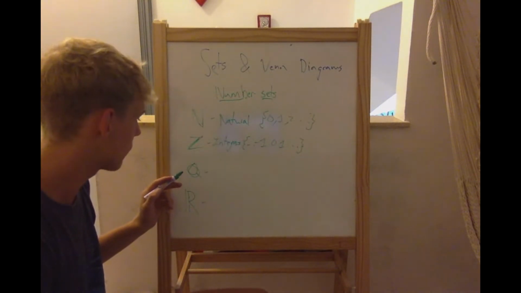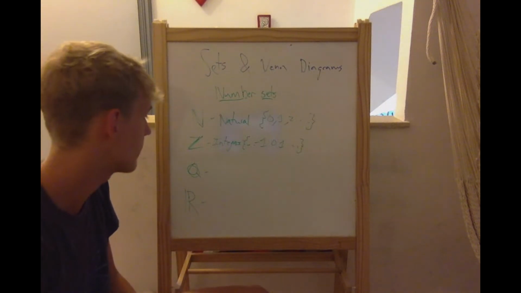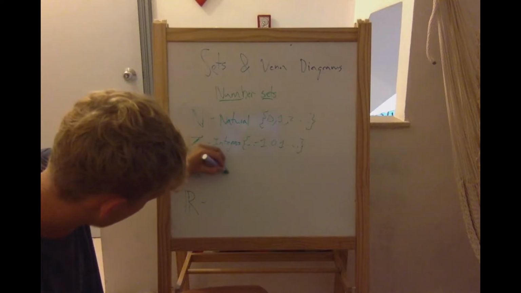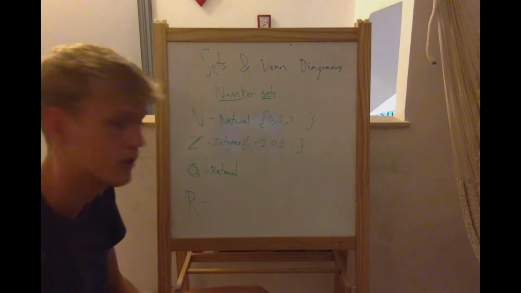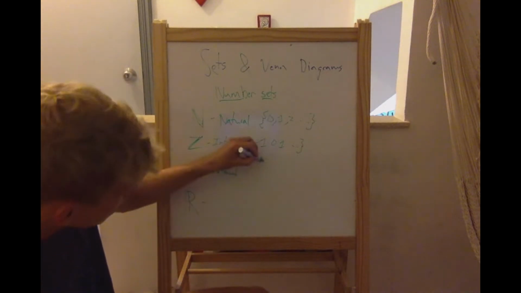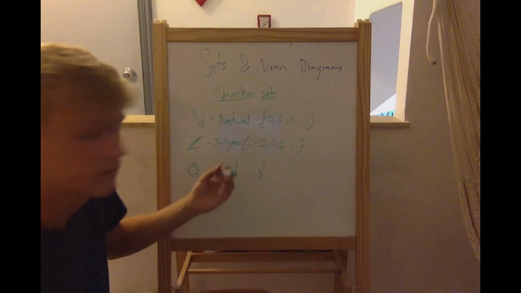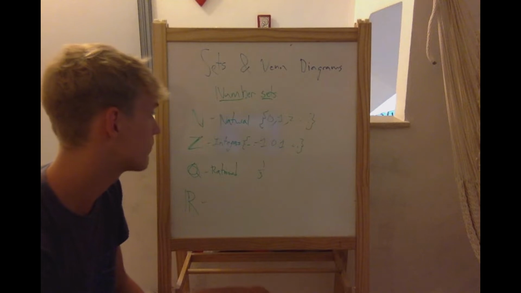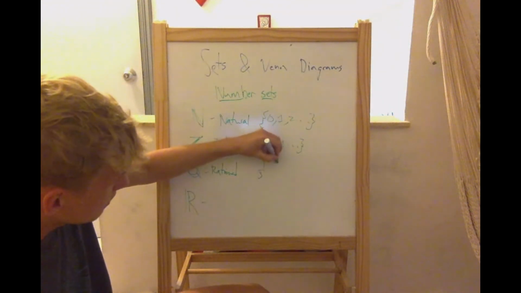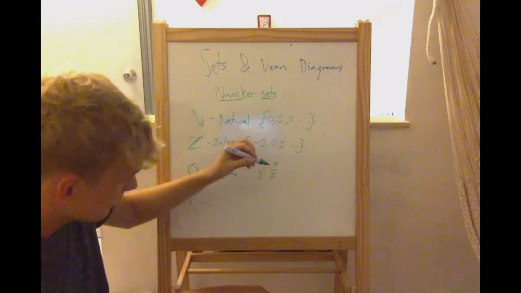What Q stands for is rational. That means any number that can be represented by a fraction. So even recurring fractions, say 1 over 3, that is rational. And then all the whole numbers, because anything over 1 is just itself. So say 7 over 1, that's just 7.